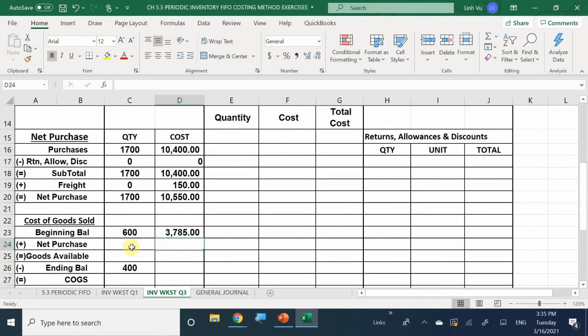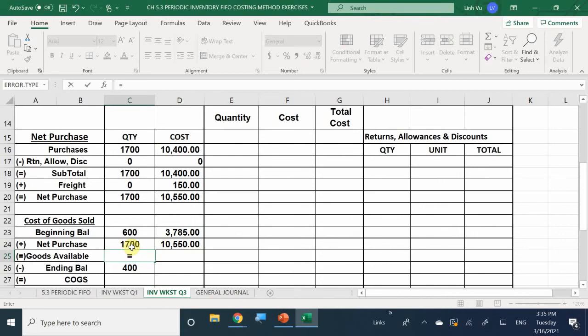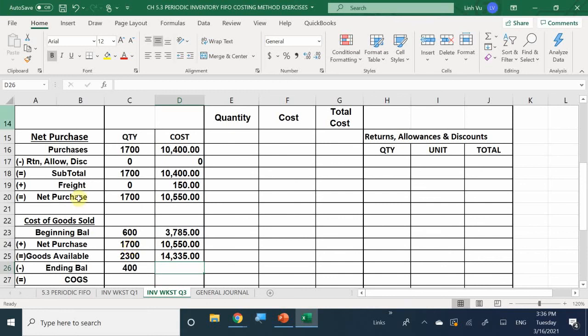Now, this is where we compute and bring down the information here. What was your net purchases? 1,700, at 10,500. So now we can calculate our total goods available. If I'm adding together my 600 plus my 1,700, how much should I have available to sell? 2,300. Same idea here, we're going to add our total costs together, so our total goods available to sell is $14,335. Good.